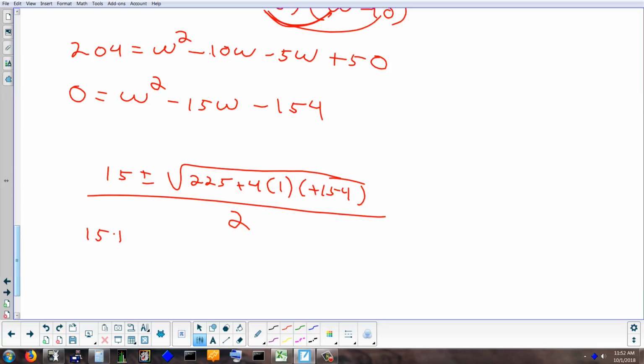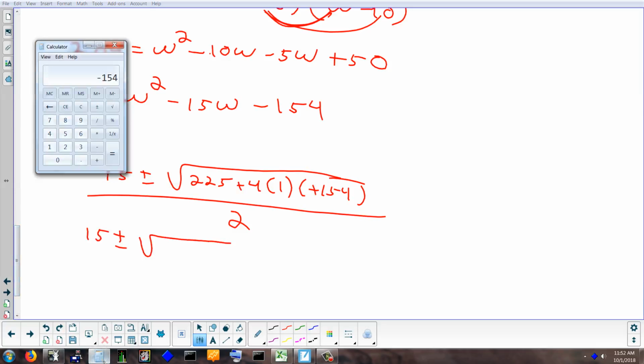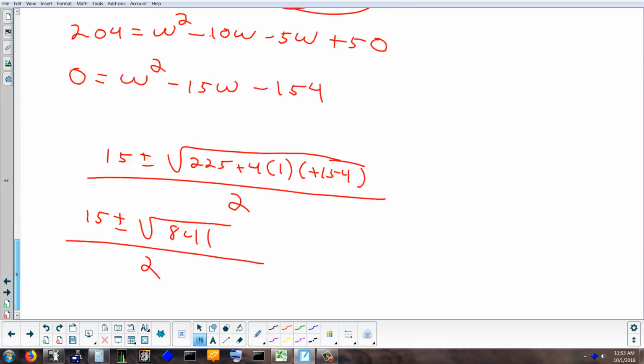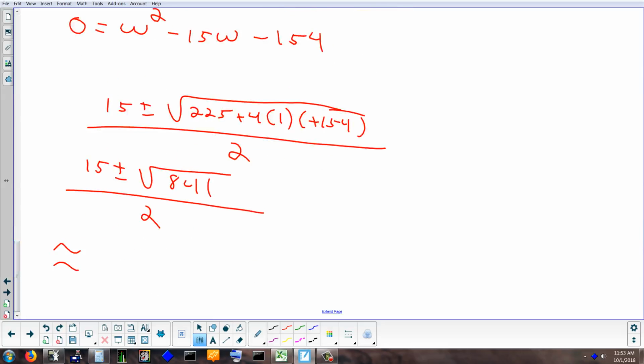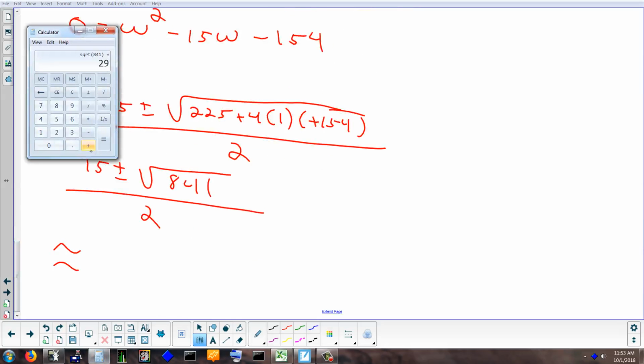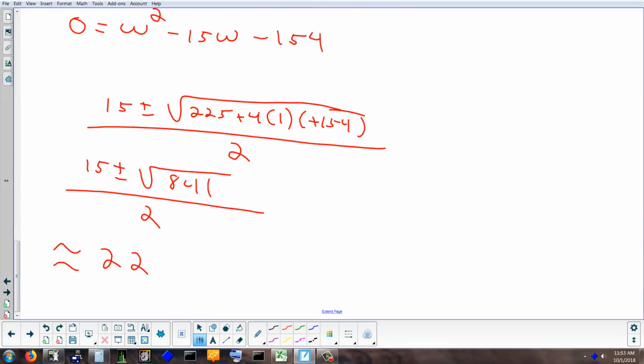All right, so we've got 15 plus or minus. Now, to me, that seems a little weird, right? Plus or minus means there's two answers. Does that mean that the width could be two different widths, this box? Let's see what happens. So we've got 154 times 4 plus 225. So it's the square root of 841 divided by 2. And now I want to actually get a decimal. So we could have square root of 841 plus 15 divided by 2. That means the width could be 22 inches.